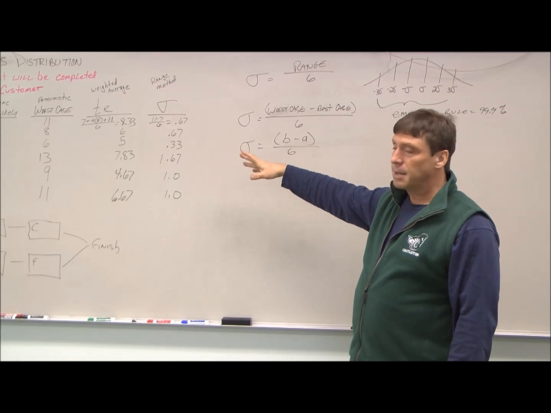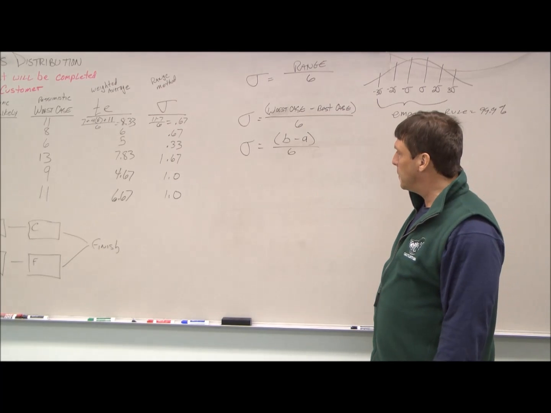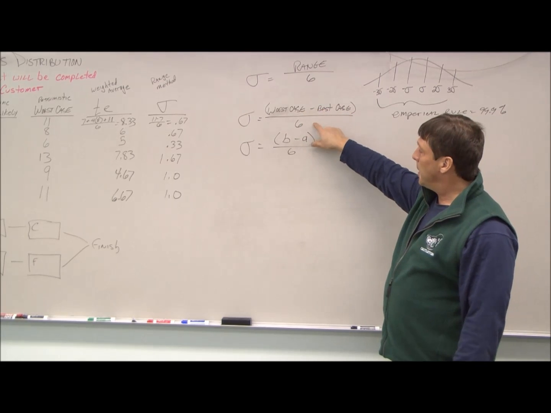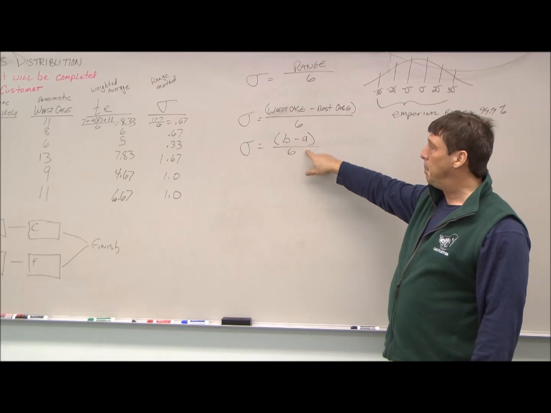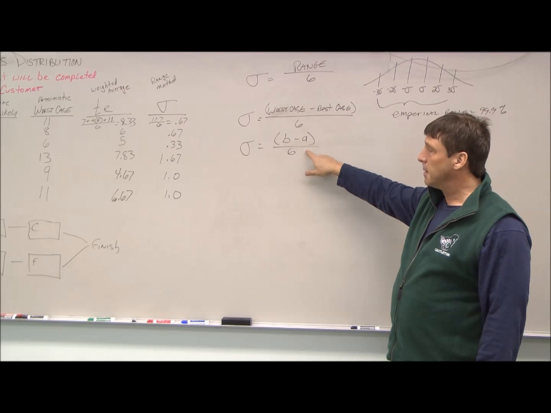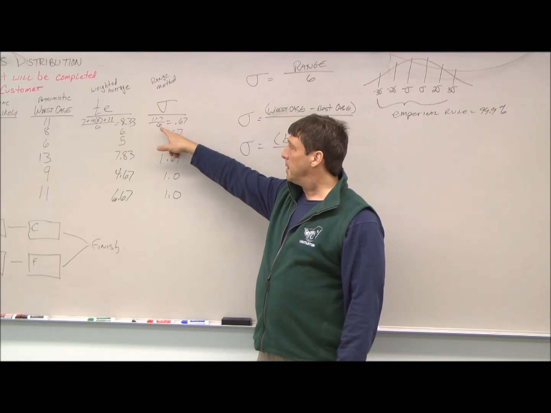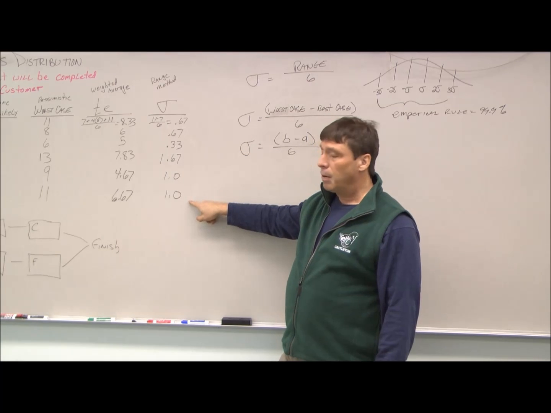Just using 6 numbers, our sample size is probably a little small here. But anyway, it's the worst case minus the best case divided by 6. It's typically abbreviated B minus A divided by 6. So I just went through and did all the calculations. 11 minus 7 divided by 6 is 0.67, and so on down the line.